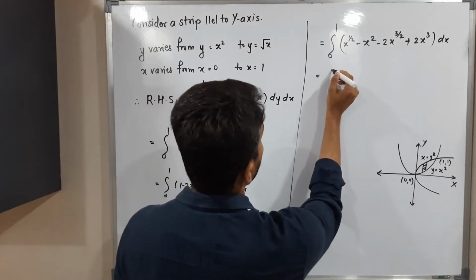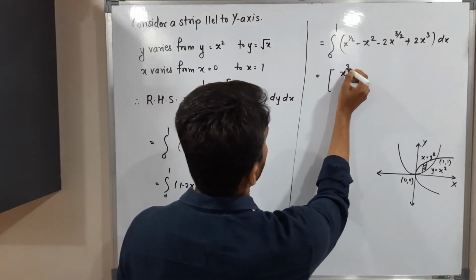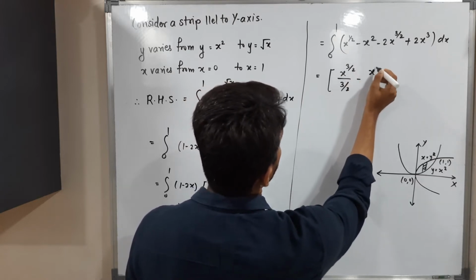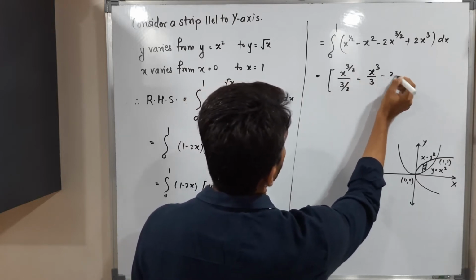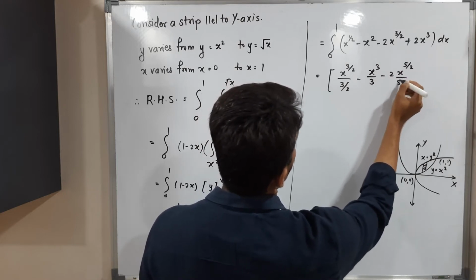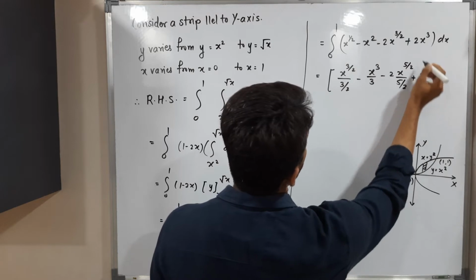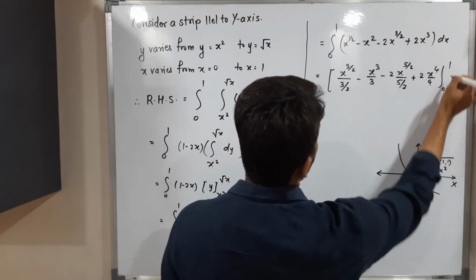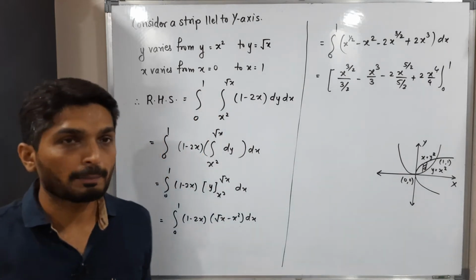So integration of x raised to 1 by 2 is x raised to 3 by 2 by 3 by 2, minus integration of x square is x cube by 3, minus 2 is constant. Integration of x raised to 3 by 2 is x raised to 5 by 2 by 5 by 2, plus 2 constant. Integration of x cube is x raised to 4 by 4, 0 to 1. So first of all, I will put upper limit 1.